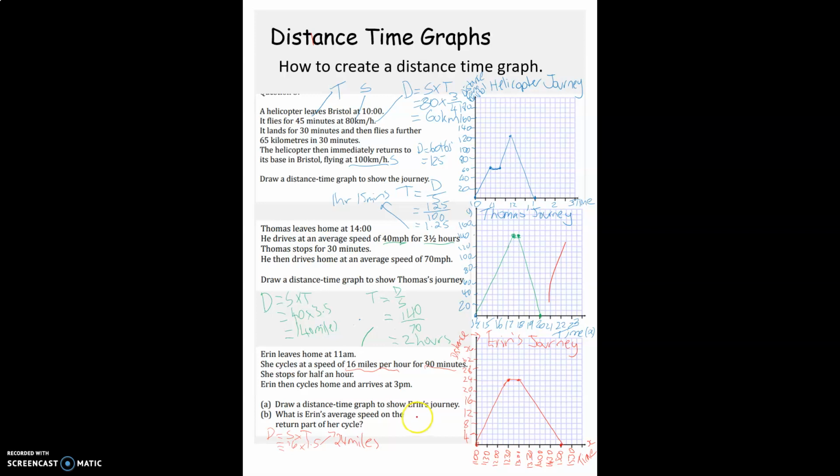So to find the speed, we need to do distance over time. So then our distance is 24 and our time is 2. So we know she's going to ride at a speed of 12 miles per hour to get home.